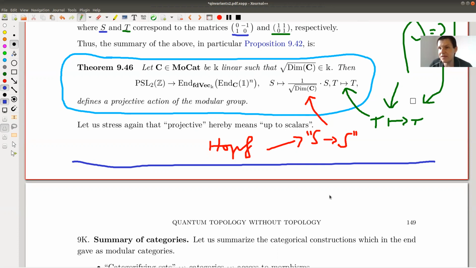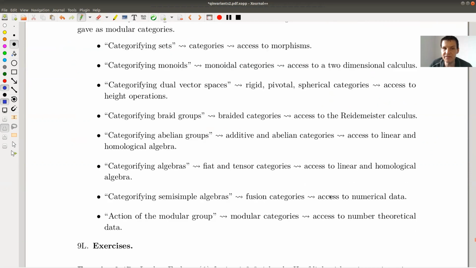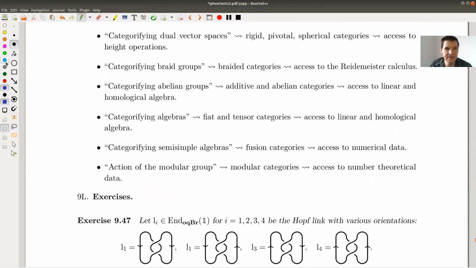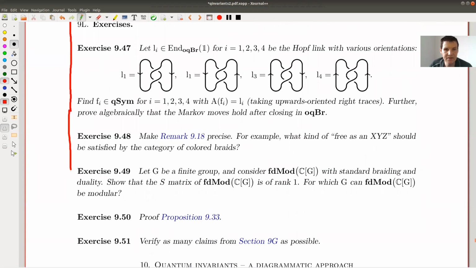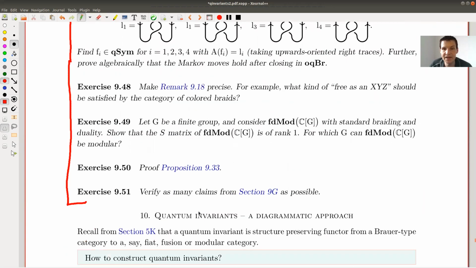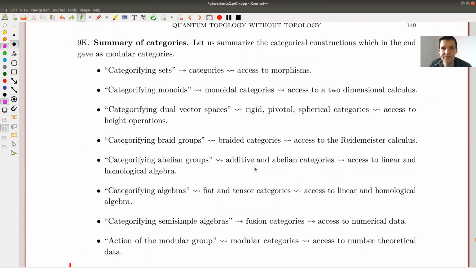So the best version of a quantum invariant should now be a functor from tangles to modular categories, basically. But here are the exercises, and the exercises are as usual very diagrammatic in nature. So if you want, try to do them. And next time I will construct for you the Verlinde categories diagrammatically. But we already have the summary of things we have seen so far, so let me just recall that.